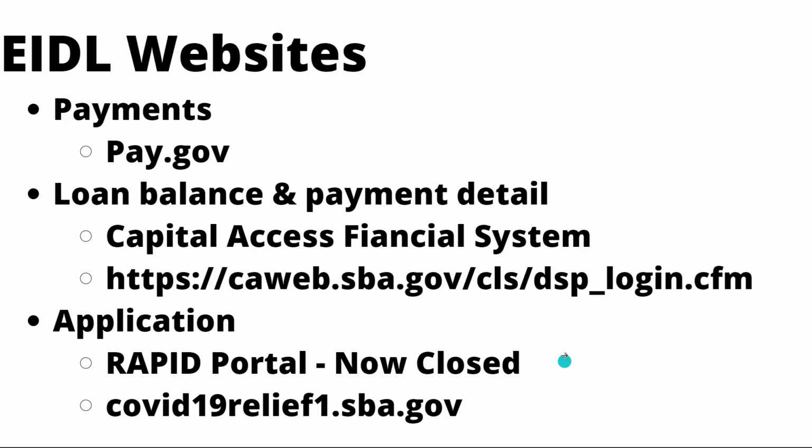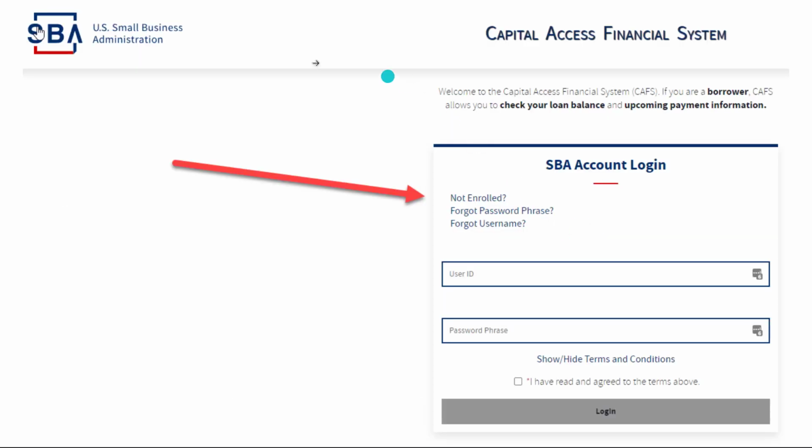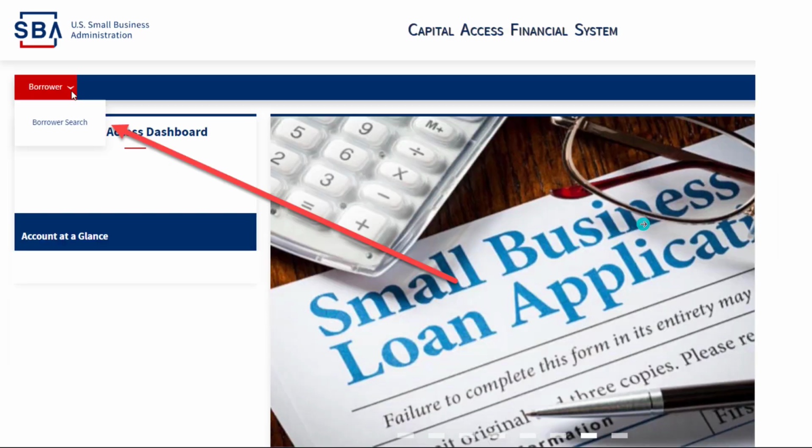So we're going to talk about how to go in and check your account balance and when your next payment is due. To go into the Capital Access Financial System, you can log in. If you've not enrolled, plan to set aside 15 minutes or more to get through that system. But once you have your login set up, we can log in here.